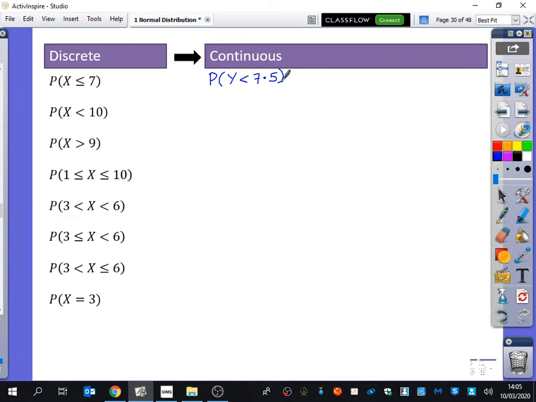Discrete is either one or the other. So you either get 2, or you get 4, or you get 3, or you get 5. So the continuous thing.